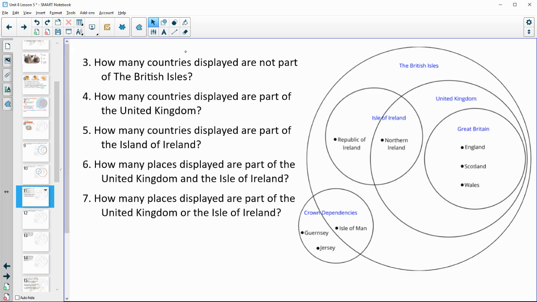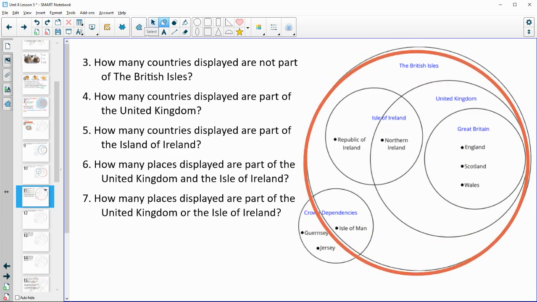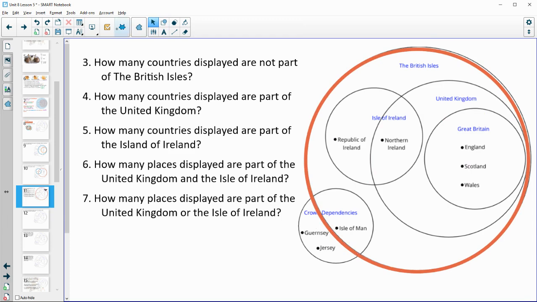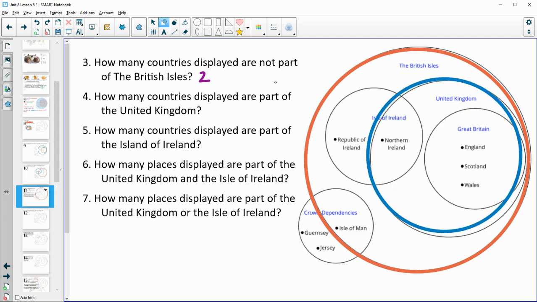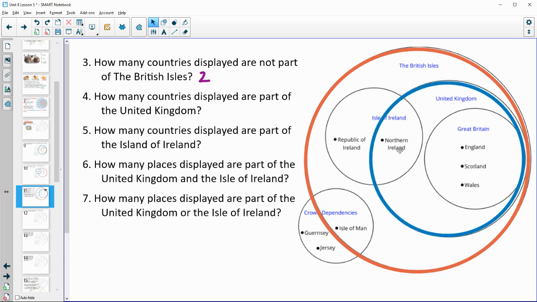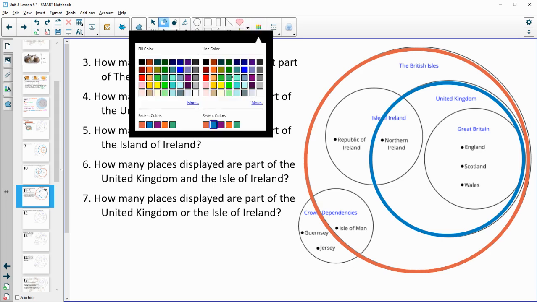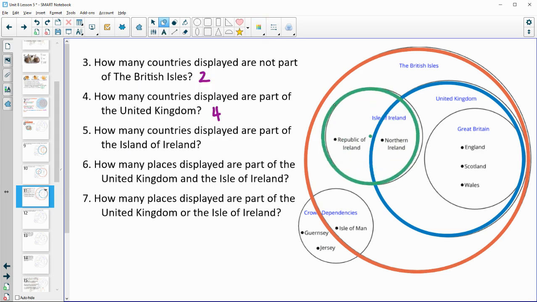How many countries displayed are not part of the British Isles? So let's look at the British Isles. Here's the British Isles, covers all of those countries. How many are not part of that? So only these two down here. How many countries displayed are a part of the United Kingdom? So the United Kingdom is here. We can count them up and see 4. How many countries displayed are part of the Isle of Ireland? So Isle of Ireland is here, and there are 2 countries in that one.